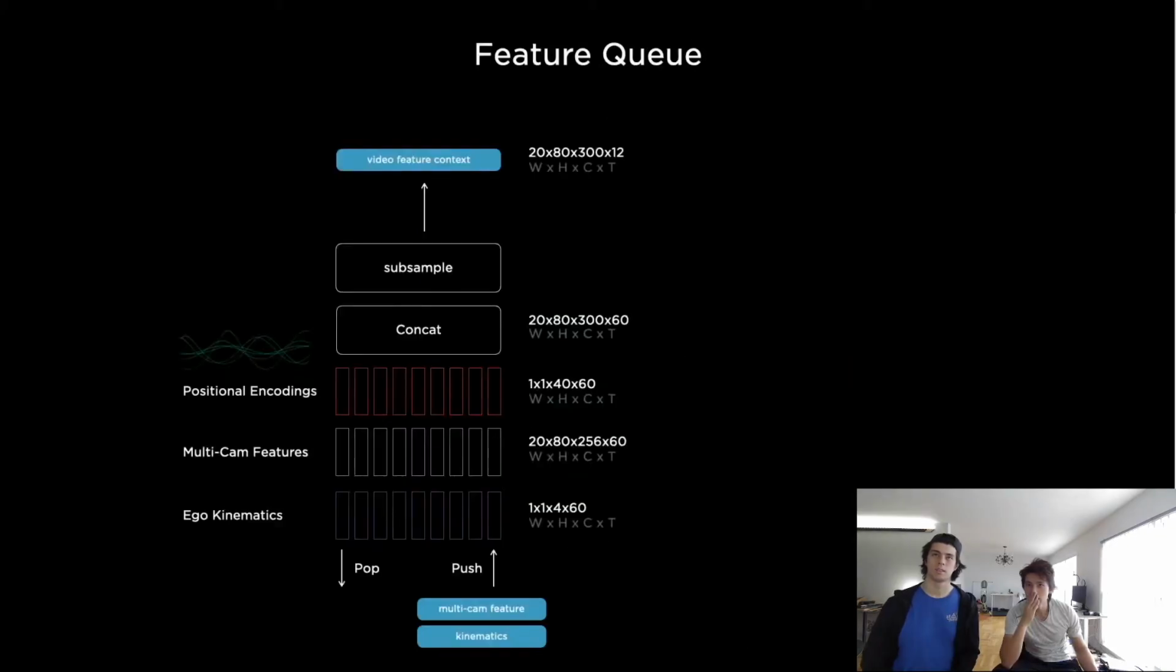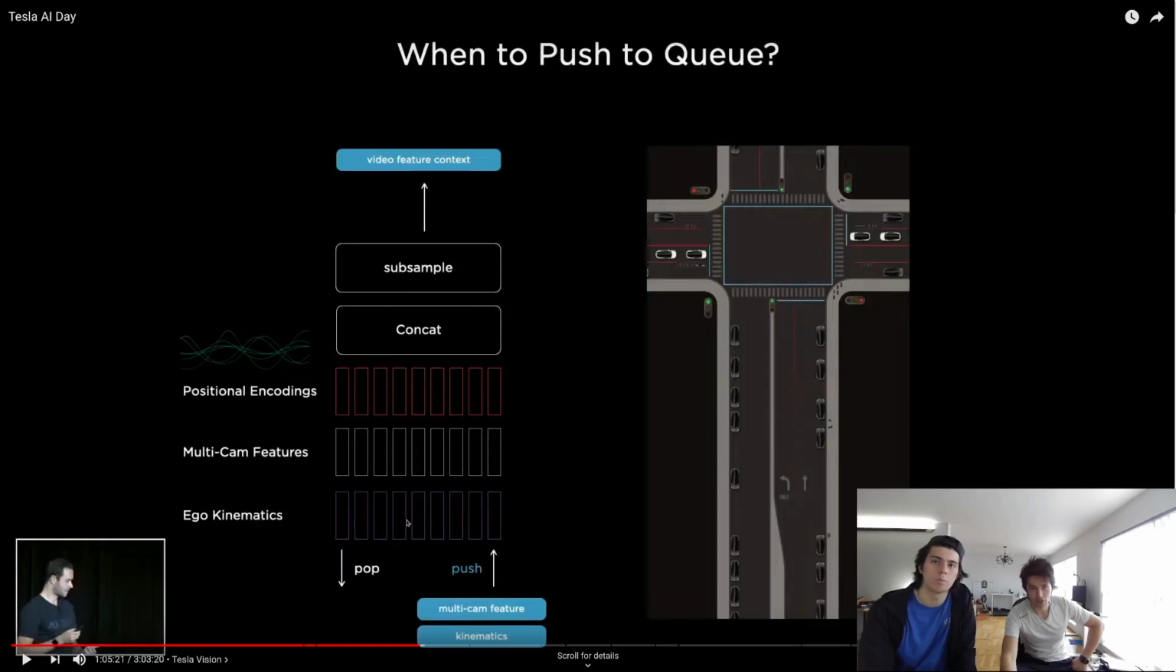So here's the feature queue and the rough layout of it. This is the queue for kinematics. This is the queue for the multicam features, and then this is the queue for the positional encodings. What are positional encodings? It's like GPS. GPS gives you your position. Your speed sensors are the kinematics, and your cam features are the features I extracted earlier.